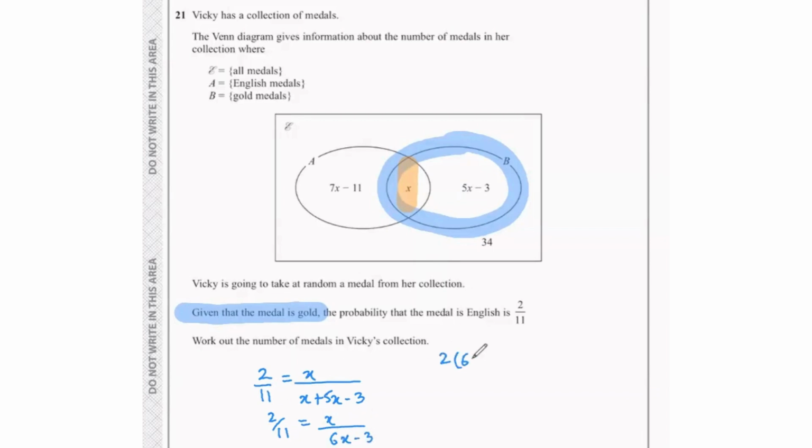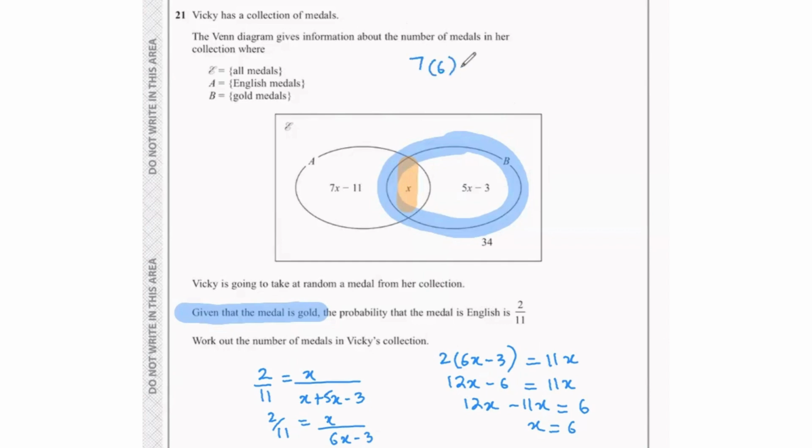So 2 times 6x minus 3 equals to 11x. 12x minus 6 equals to 11x. 12x minus 11x equals to 6, and x equals to 6. Work out the number of medals in Vicky's collection. So we're going to add them all up.